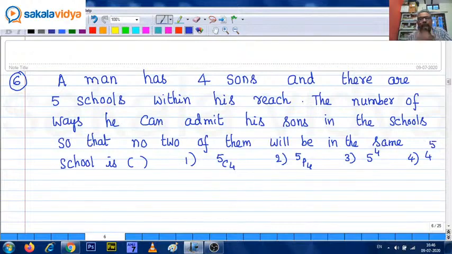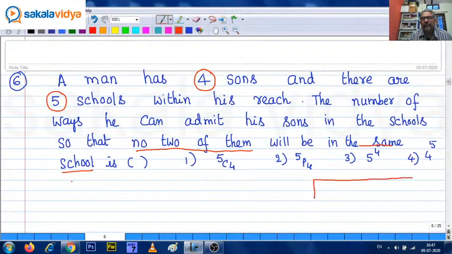Okay. So a man has 4 sons. There are 5 schools within reach. The number of ways he can admit his sons in the schools so that no two of them will be in the same school. That means without repetition. Here we have 4 sons: first son, second son, third son, fourth son. There is a chance that the first son may join any of the 5 schools.